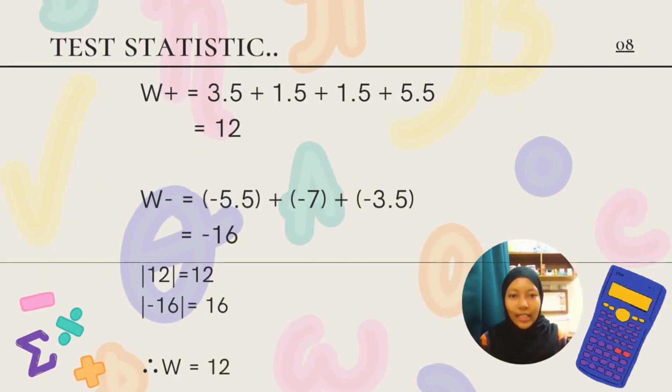Next, we need to find the test statistic. For the Wilcoxon signed test, the test statistic is calculated based on the sums of positive and negative ranks. So here we calculate the sum of positive ranks first, and we get 12. After that, we calculate the negative ranks, and we get negative 16. Then we take the modulus of both numbers to make sure we get positive answers only, so negative 16 will be positive 16. In the Wilcoxon signed test, the test statistic is the smaller of the two sums of absolute values, which is 12, since 12 is smaller than 16. Therefore, the test statistic W equals 12.